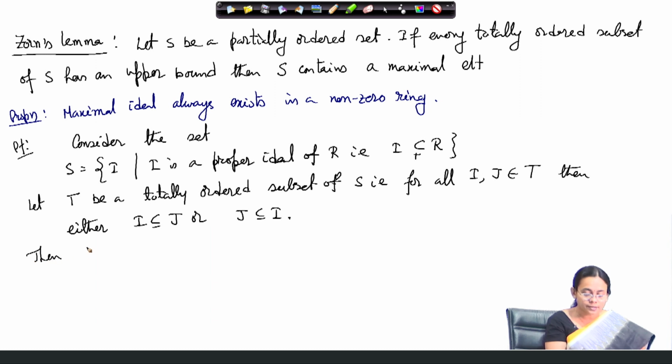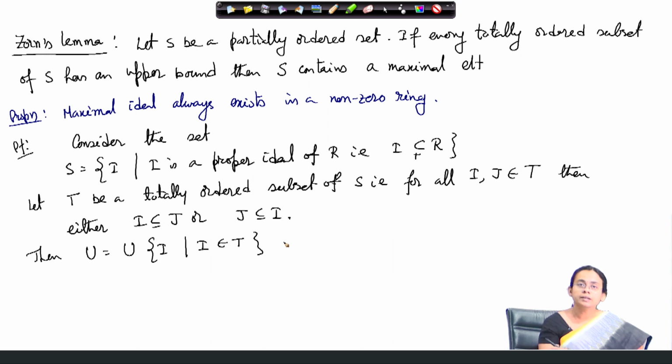Then consider U, which is the union of all those ideals I such that I belongs to T. I am considering the union of ideals. In general the union of two ideals need not be an ideal, but here I have containment between any two ideals in T, so we have a chain of ideals in terms of inclusion. In this case U is in fact an ideal. So, U is an ideal of R as T is a totally ordered subset.